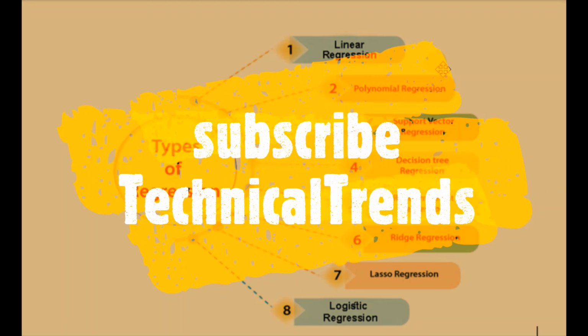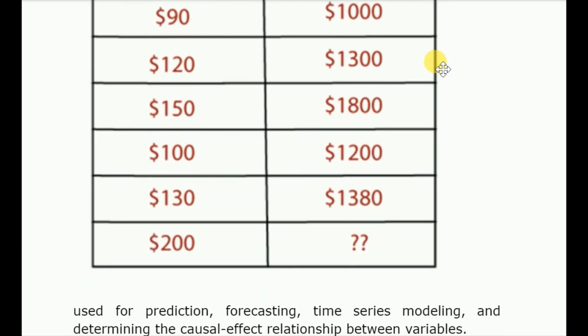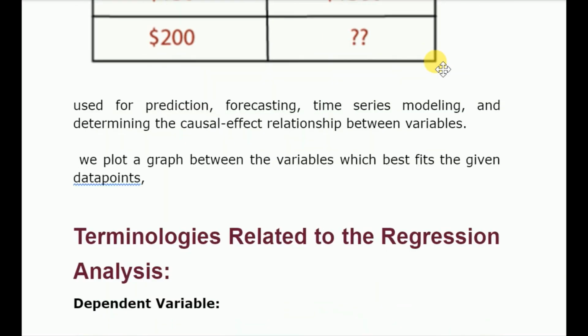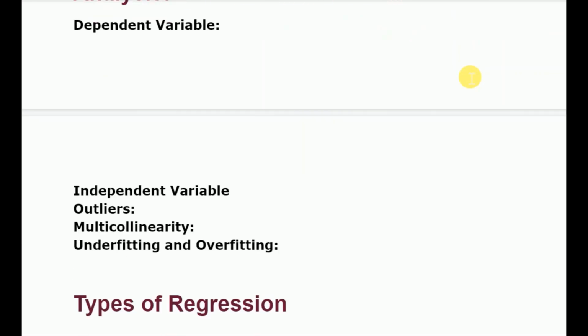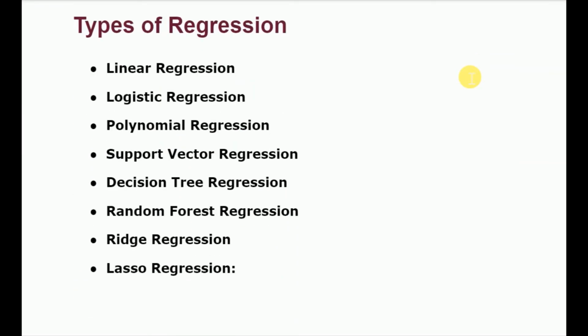So this is it for this video. In this video I explained what regression analysis in machine learning is. It's to find the relationship between the dependent and independent variables. As you can see here, we generally draw a best fit graph, and with the help of that graph we try to predict. And the different terminologies related to regression analysis are dependent variable, independent variable, outliers, multicollinearity, underfitting and overfitting. And different types of regressions like linear, logistic, polynomial, support vector, decision tree, random forest, ridge regression, lasso regression.